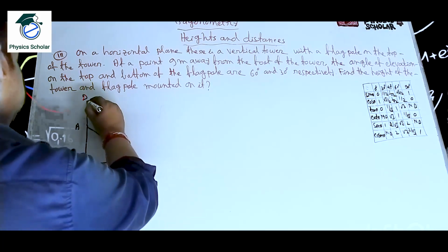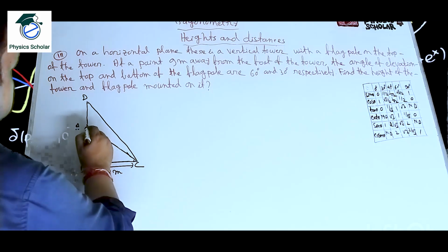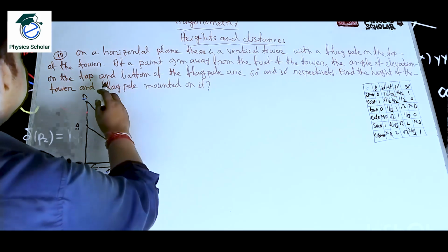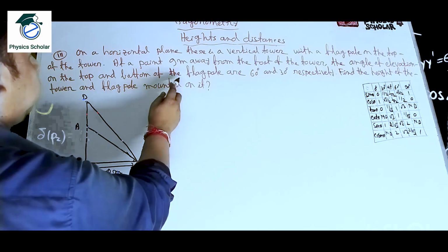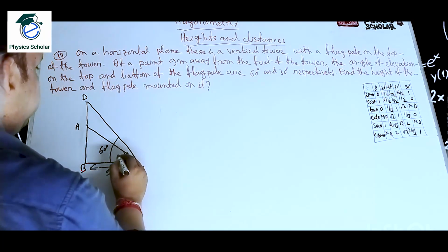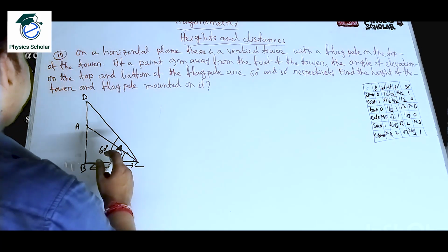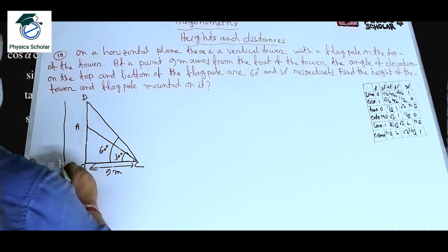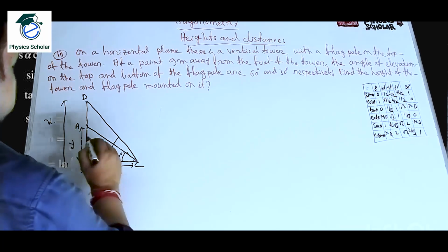The angle of elevation from this point C to the top of the tower and top of the flagpole are what? The angles of elevation to the top and bottom of the flagpole are 60 degree and 30 degree. Means this one is 60 degree and this one is 30 degree. We have to find out the length of the tower and the flagpole, okay. So let the total distance be x and this distance be y.